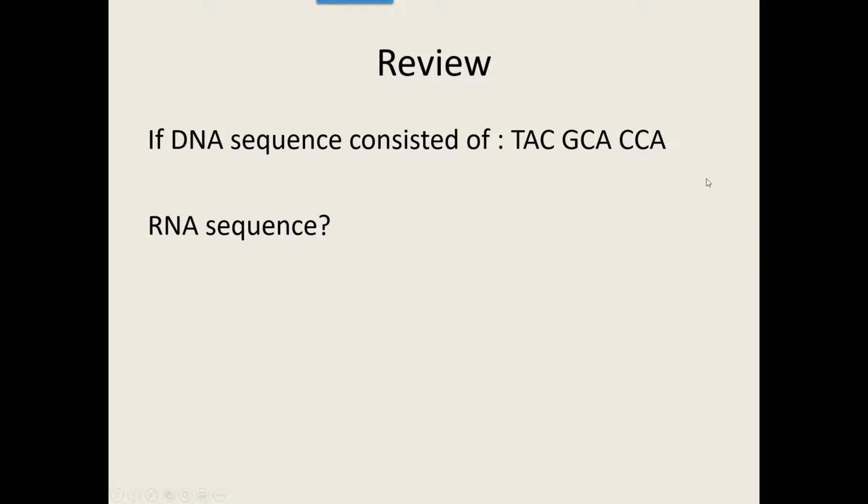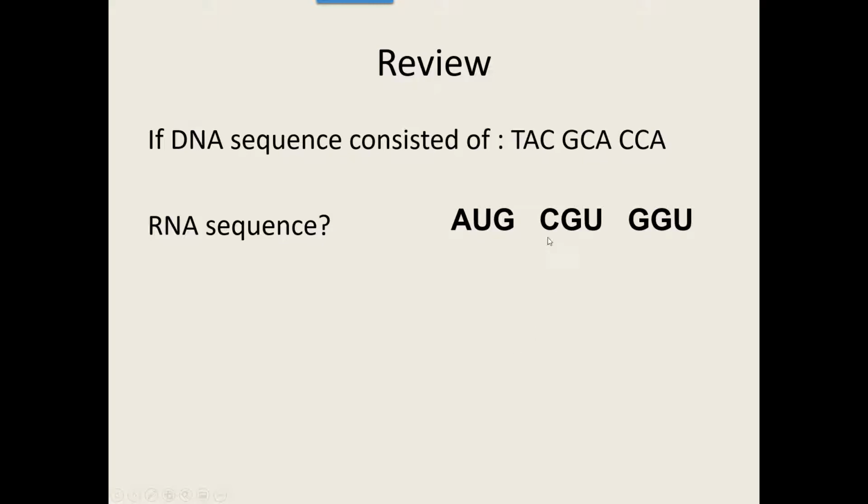So if your original DNA sequence consisted of TAC, GCA, CCA, what would the RNA sequence be? Again, if it has a T, we would bring in an A. If it has an A, we'd bring in a U, because RNA doesn't have T's, it has U's, C with G, and so on. So your 3 codons, I grouped them purposely in groups of 3, you have AUG, CGU, GGU.